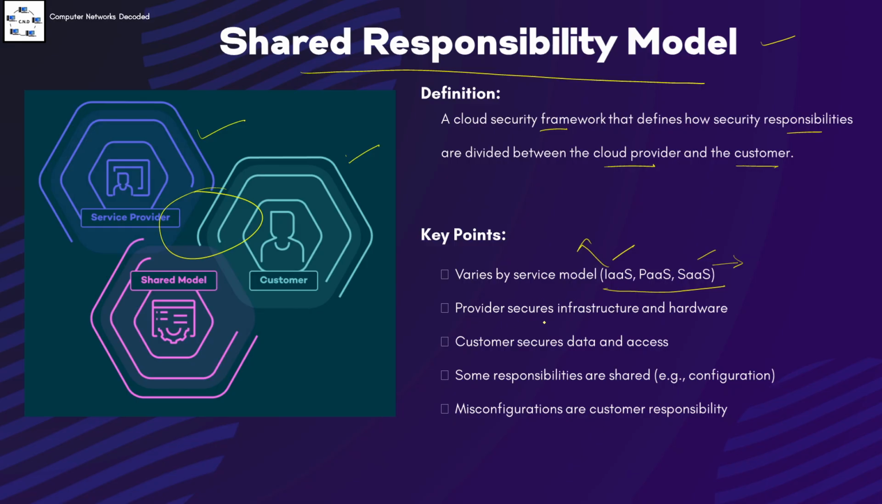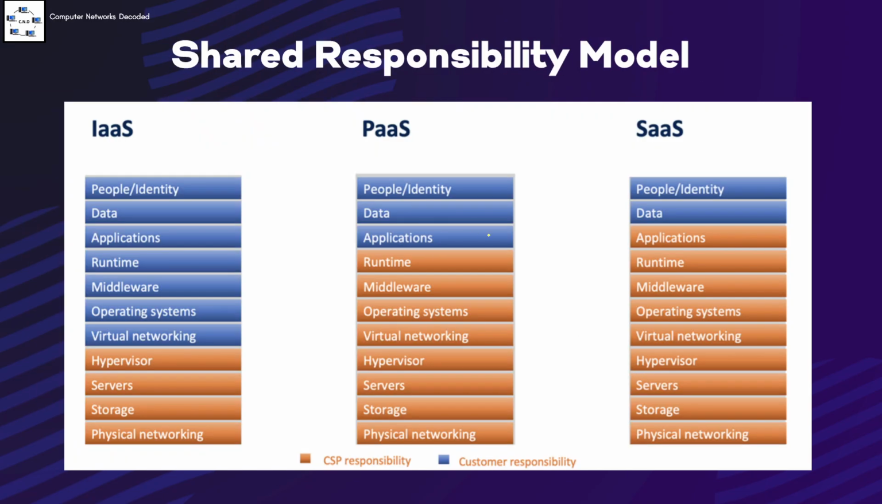So the cloud service provider basically secures the physical infrastructure and the hardware, while the customer secures the data and the access to that data. And some responsibilities are shared between the two. For example, the configuration, and any misconfiguration during the configuration of the data or its access, is basically the customer's responsibility. So this slide gives a more detailed overview of the shared responsibility model for each cloud service model.